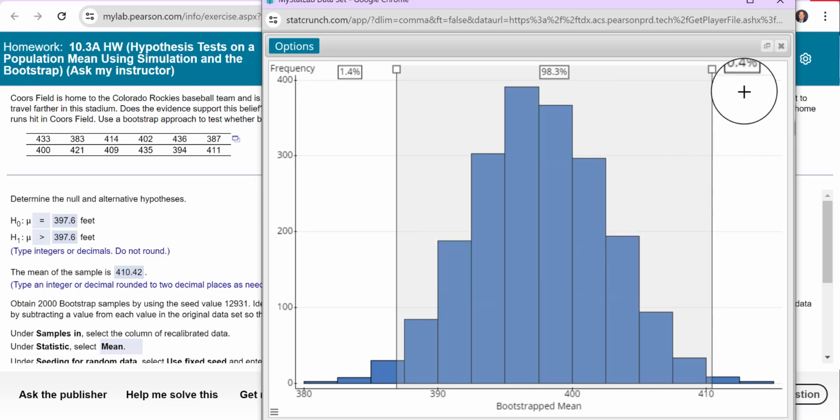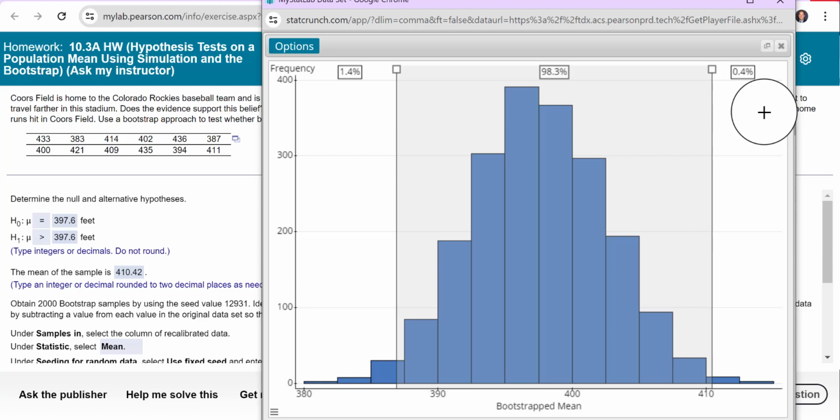So the p-value, the probability that you would get a random sample of home runs greater than 410.42, is only 0.4% or 0.004. That is super rare, which tells me the home runs at Coors Field are longer, because the probability of getting that by random chance is rare. Now, could we be wrong? We could say yes, reject the null. Since the p is low, the null must go. Reject the null, and say yes, there is statistically significant evidence that the home runs at Coors Field are longer.